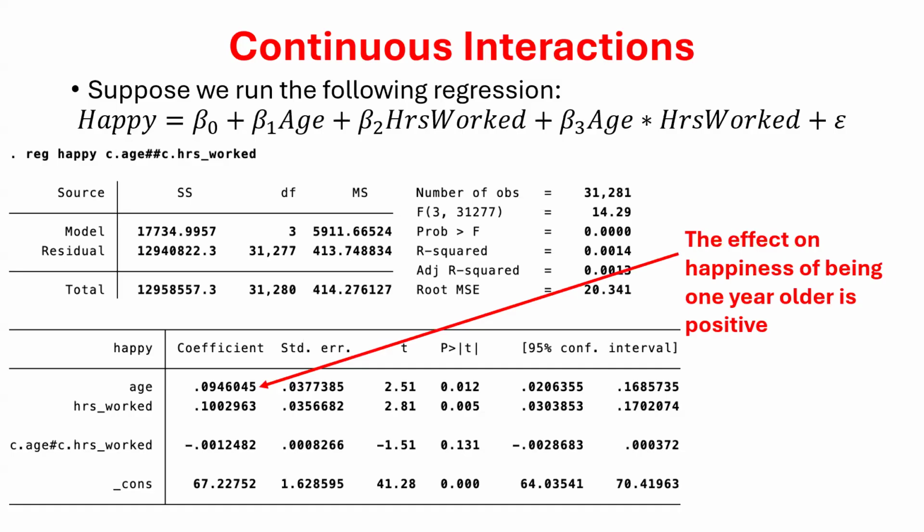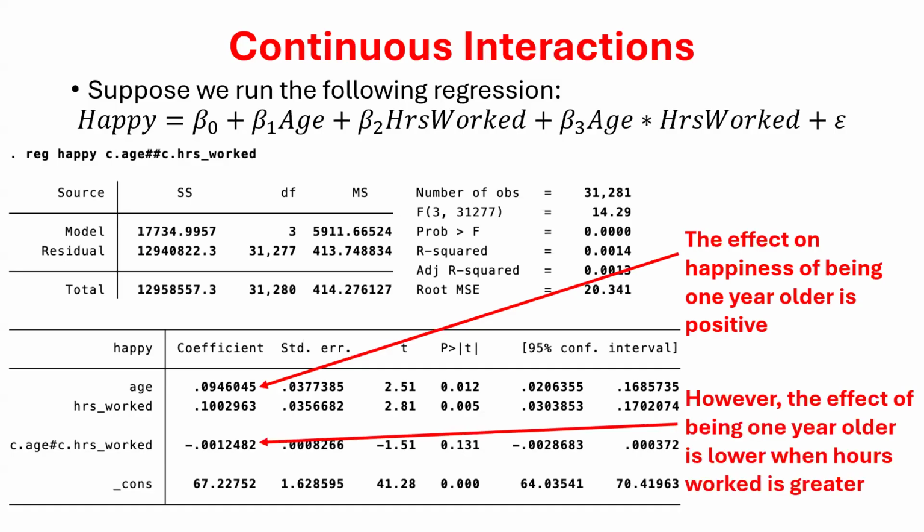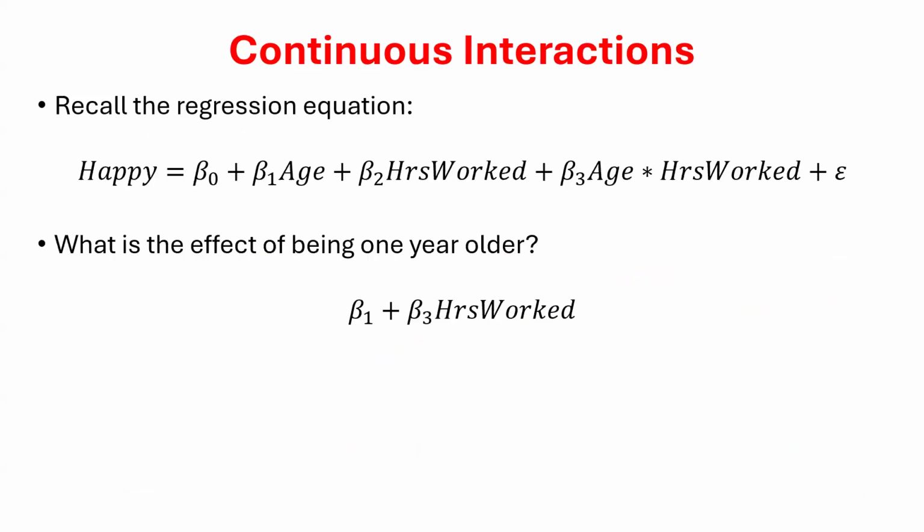So I've got the coefficient, the effect of being 1 year older, but there's also an additional effect that depends on how many hours I'm working. And as I work more hours, the effect of being 1 year older is going to be lower, right? It's a negative coefficient. So we're going to start thinking about what these marginal effects are. What's the marginal effect of being 1 year older here? Well, I take a derivative of this y variable, happiness, with respect to the thing that's changing, age. I'm left with beta 1 plus beta 3 times my hours worked.